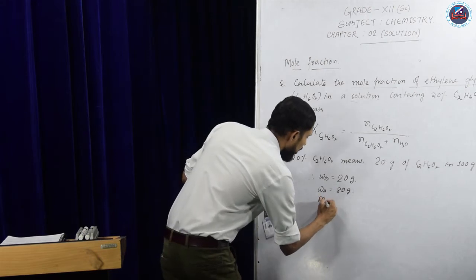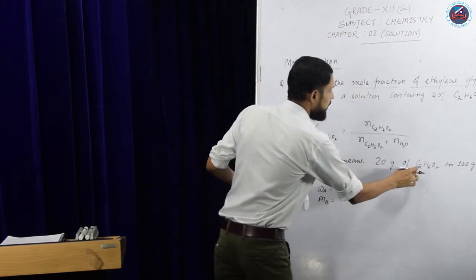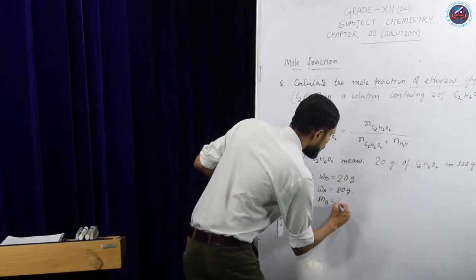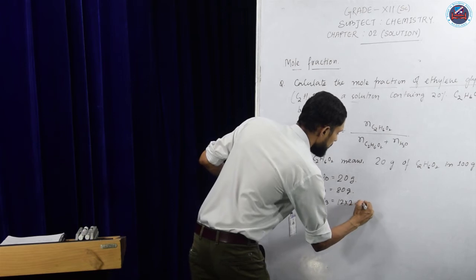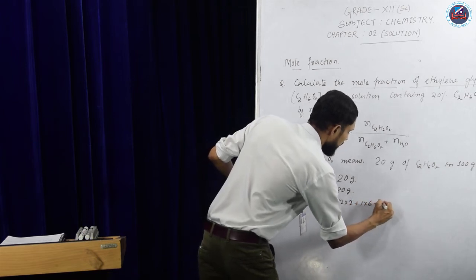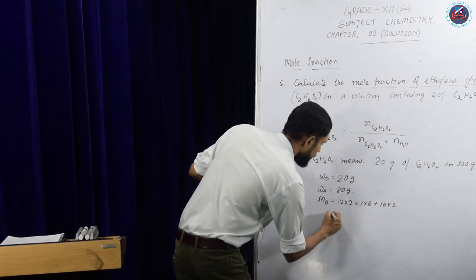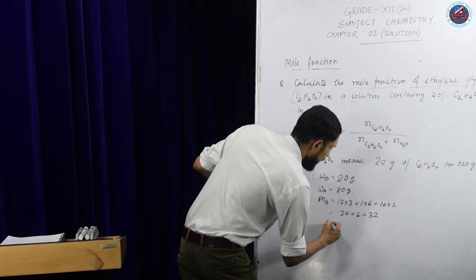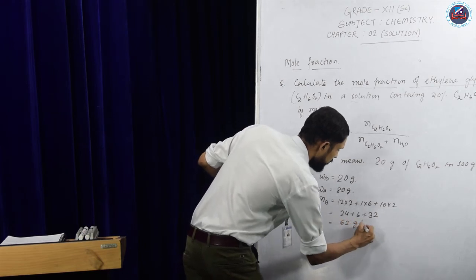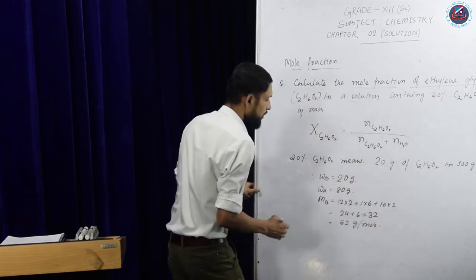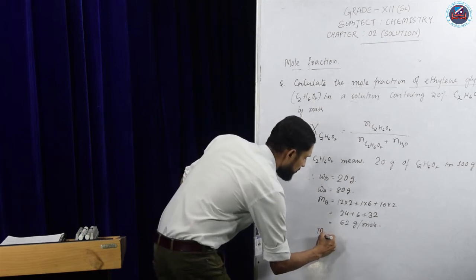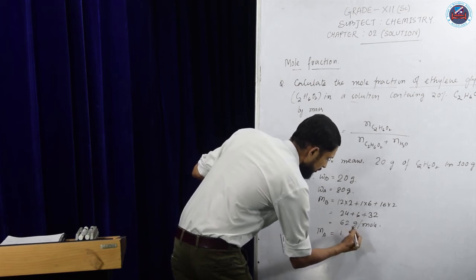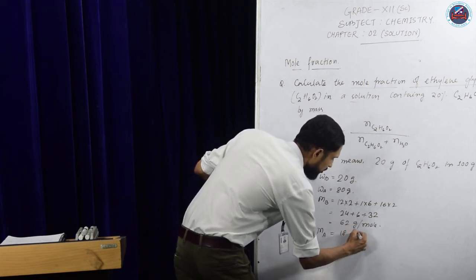Molar mass of solute, that is ethylene glycol, you can calculate from the formula, that is C2H6O2. So it's 12 multiplied by 2 plus 1 multiplied by 6 plus 16 multiplied by 2, which is equal to 24 plus 6 plus 32. And this will be equal to 62 gram per mole. Similarly, you can calculate the molar mass of the solvent, that is water. If you calculate, you'll find it is 18 gram per mole.